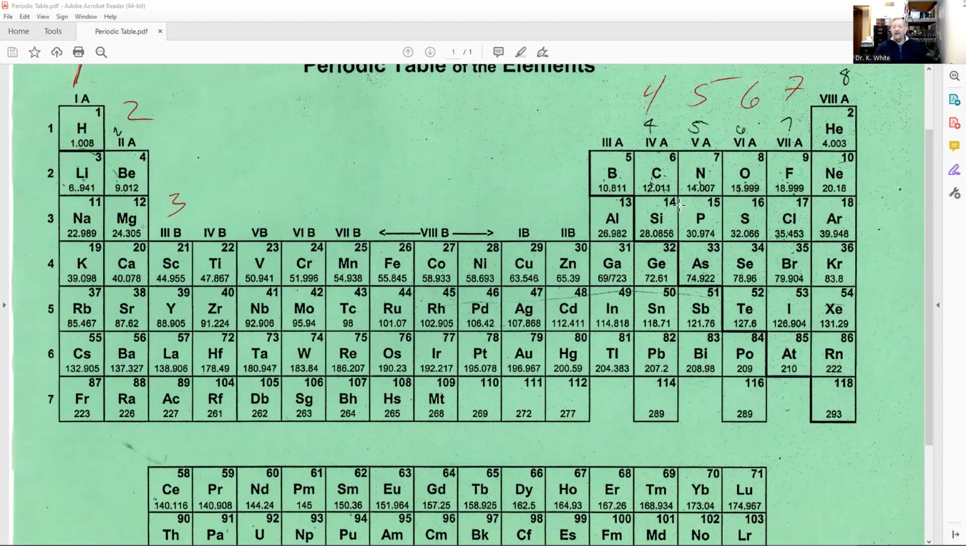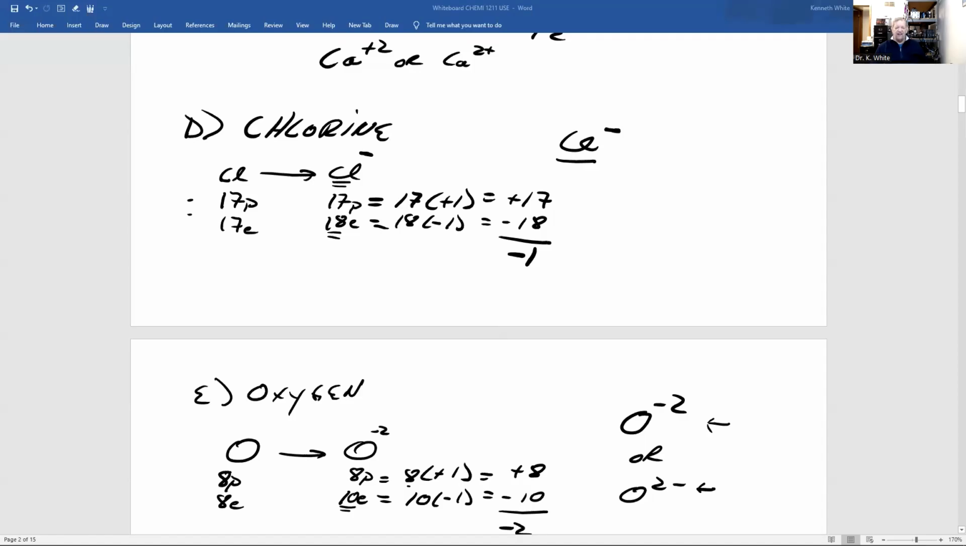Going over to the halogens, you learned that chlorine, we figured out, forms a -1 anion. And therefore, fluorine, F, bromine, Br, iodine, I, the ion they form also is a -1. Isn't that cool? So let's move on.